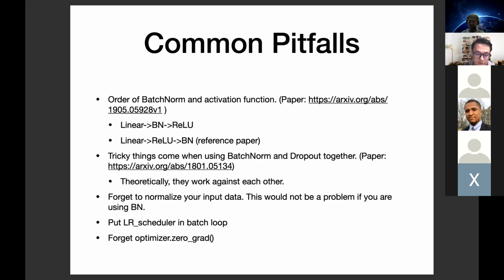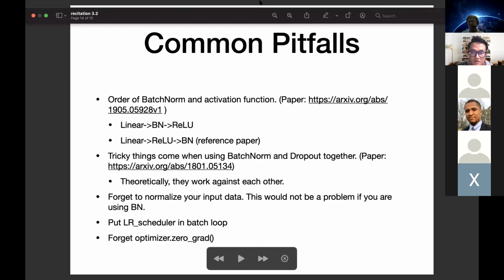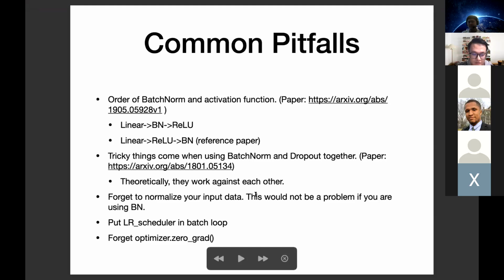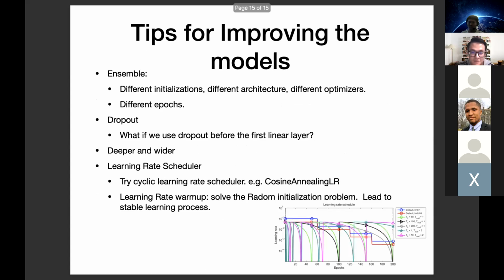And in the batch loop, you may need to use an LR scheduler to stabilize your training process. The most important thing is that you need to call optimizer zero grad to clear the gradients of all the parameters in your model. If you don't do this, you will not get good performance in your model.